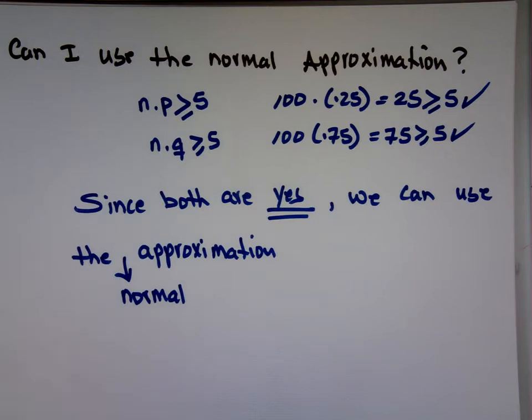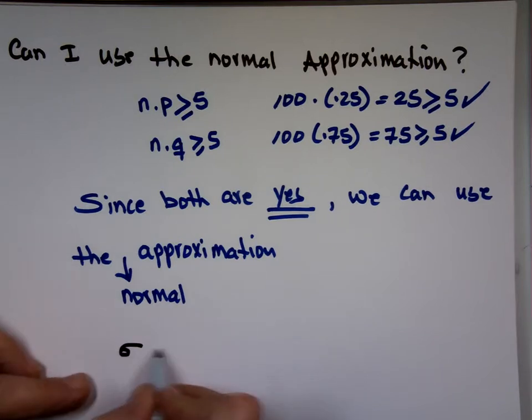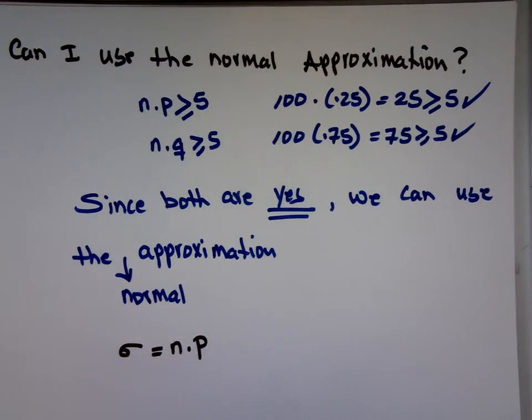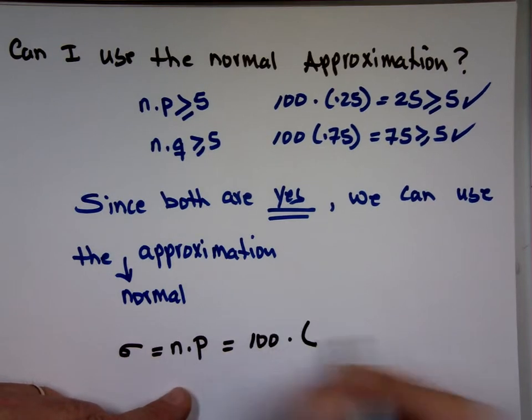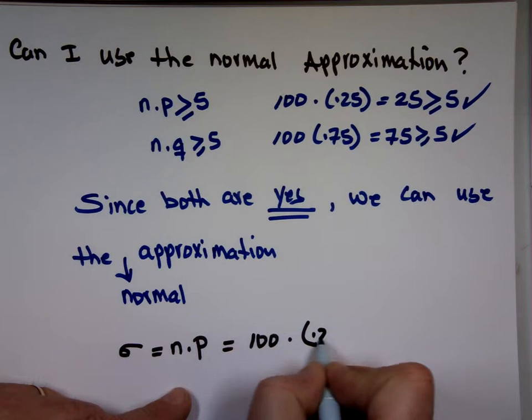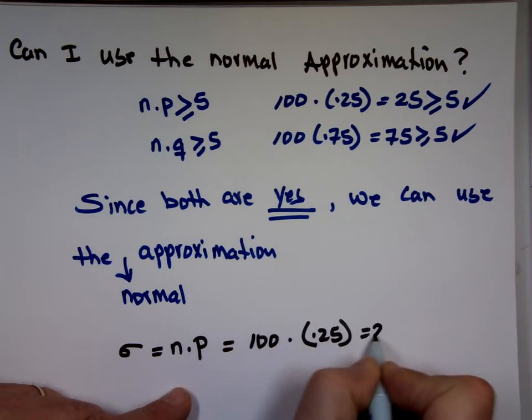If you recall from last homework, when you did the normal distribution, we always gave you the mean and the standard deviation. Well, you don't have the mean or the standard deviation here. If you're going to treat this as a normal distribution, you need to have the mean and the standard deviation. So to get the mean, it's going to be n times p when it's normal. In this case, n is 100 times p, which is 0.25. That's 25.